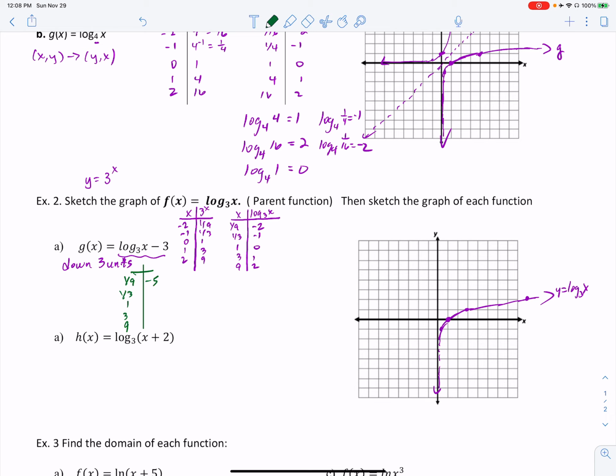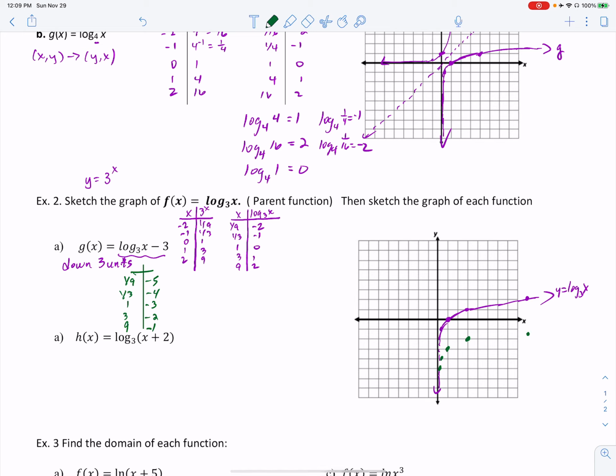So down at -5, down at -4, down at -3, and then at -2, and then at -1. So we've got at 1/9, we're at -5, and at 1/3, we're at -4. At 1, we're at -3, and at 3, we're at -2. And that means we have dropped just every point down 3 units.